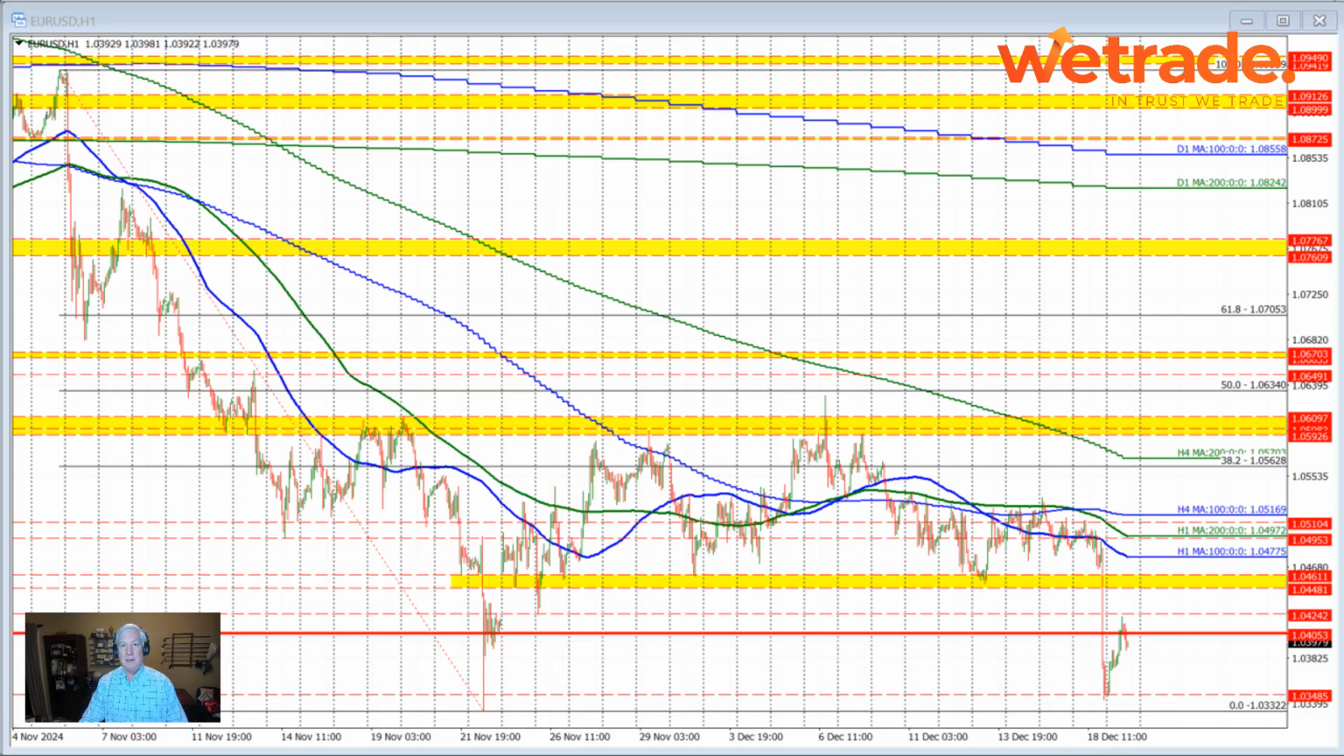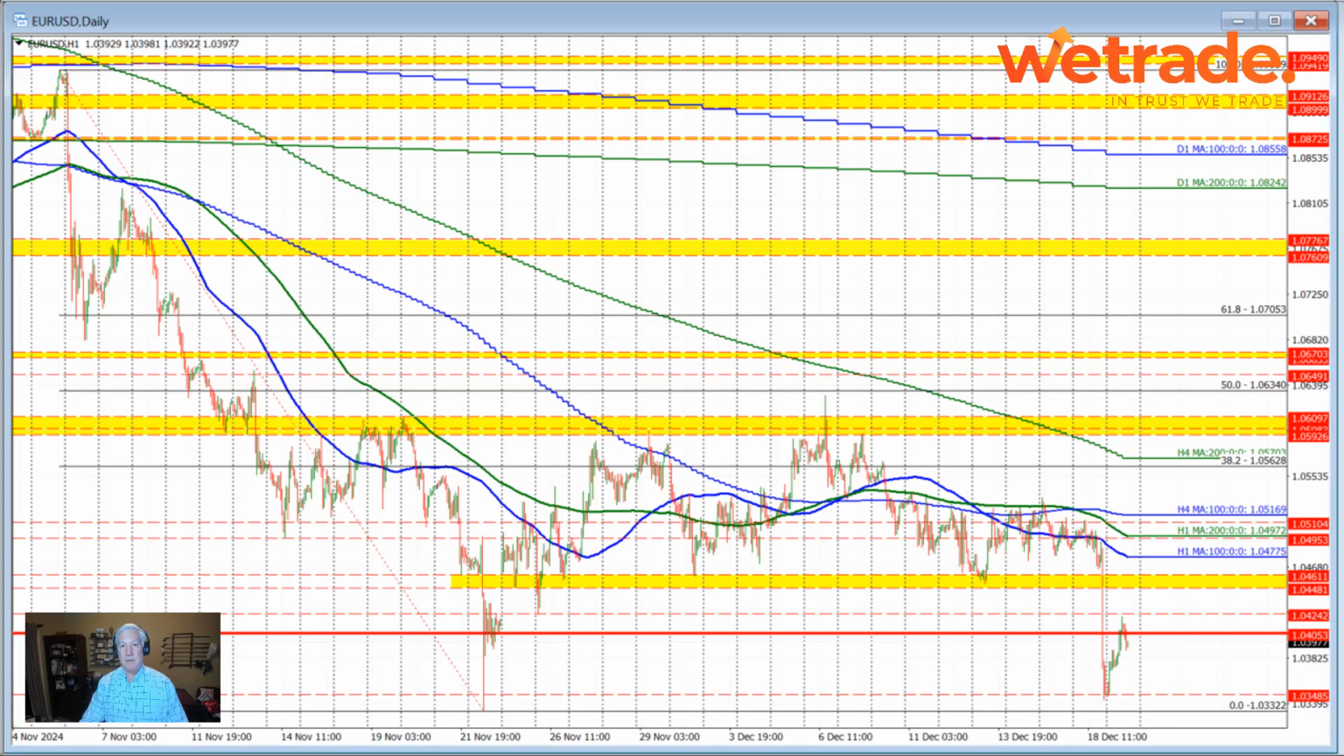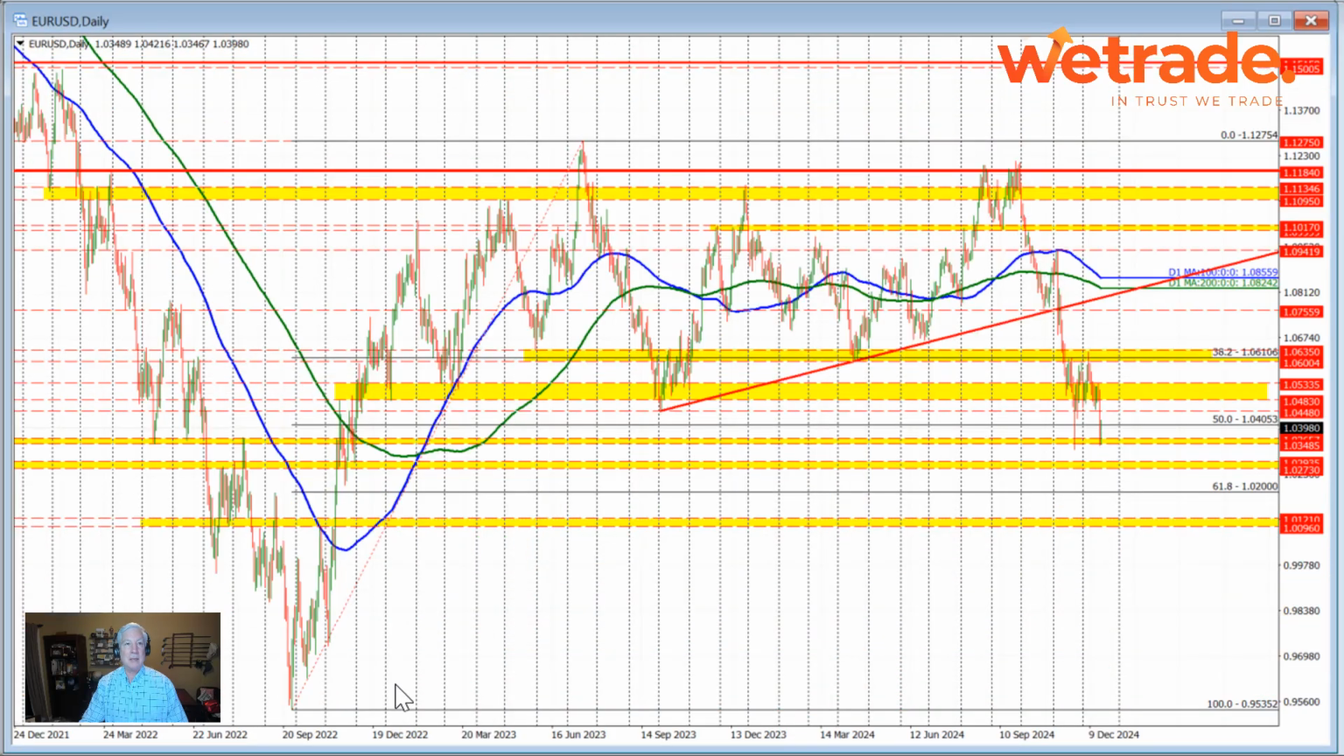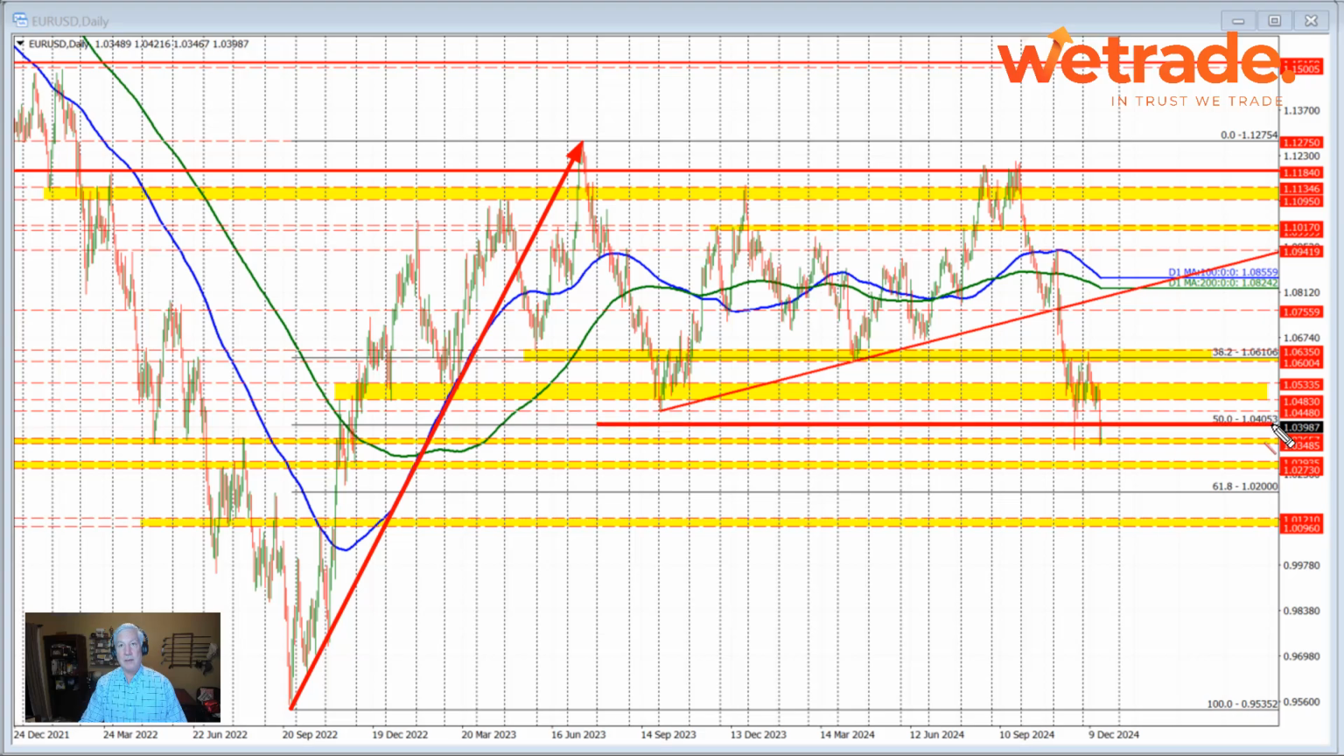Now, I promised I'd talk about the 1.0405 level. If you look at the daily chart, and you measure the range since the 2022 low to the 2023 high, the 50% midpoint level came in at 1.0500, 1.050053. That was a level that we saw outlined off of that hourly chart.